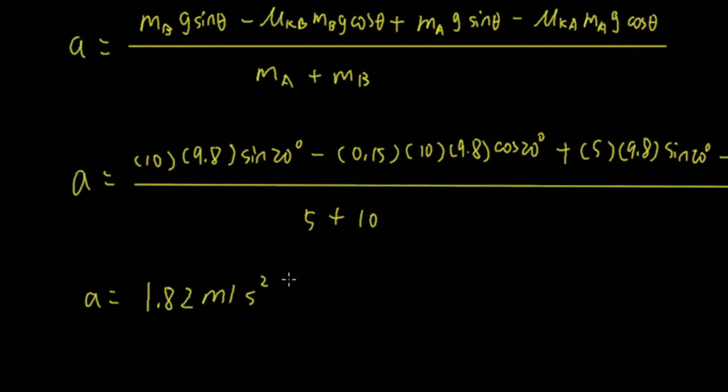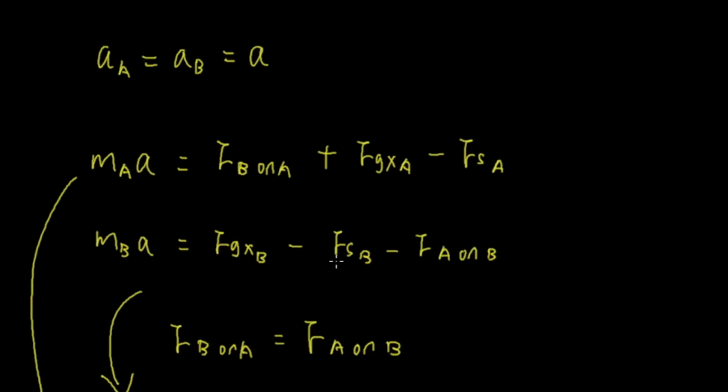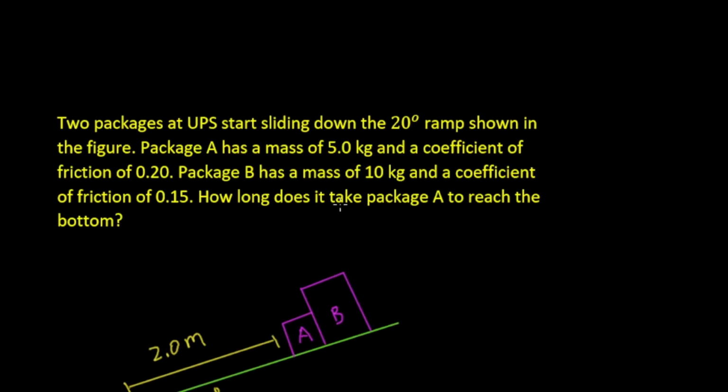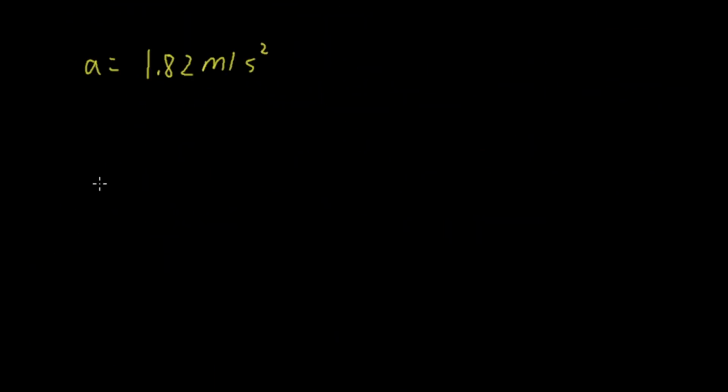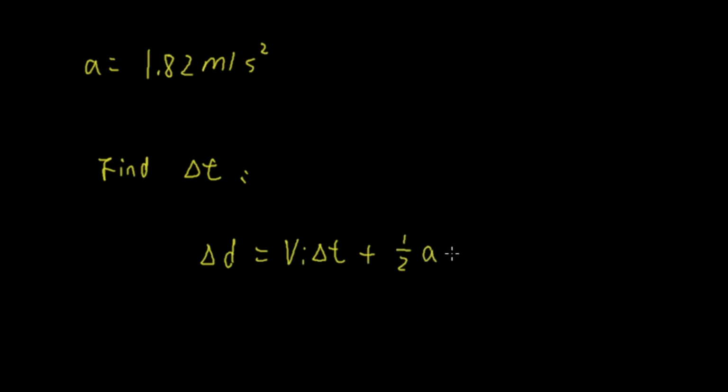Okay, now you know the acceleration of the two blocks. Now, how do you find the time for block A to reach the bottom, which is being asked in the question here, right? Okay. Now, next, find the time, which is delta t. Which equation do we use? Now, we have a distance of 2 meters, right? So, let's say displacement is equal to initial velocity times time plus half acceleration times time squared.